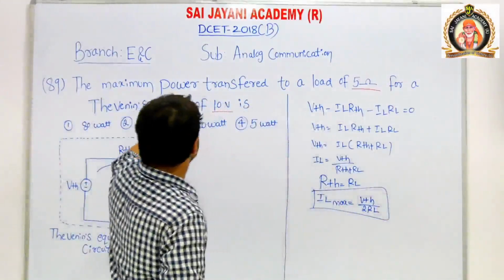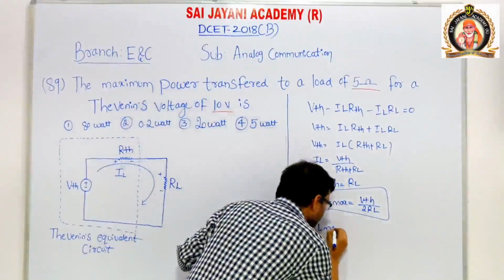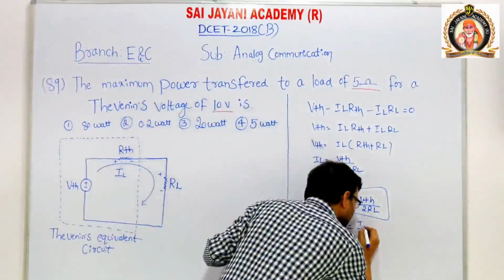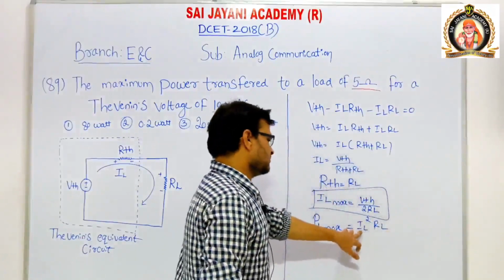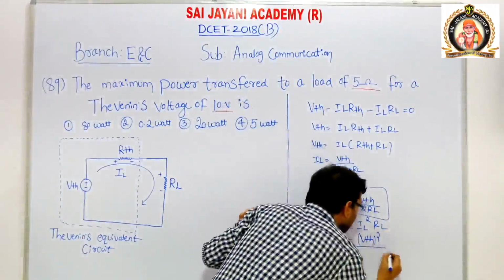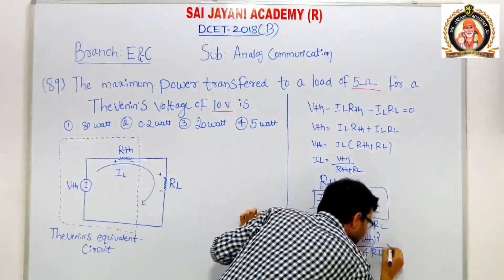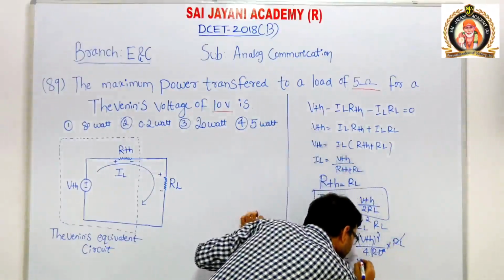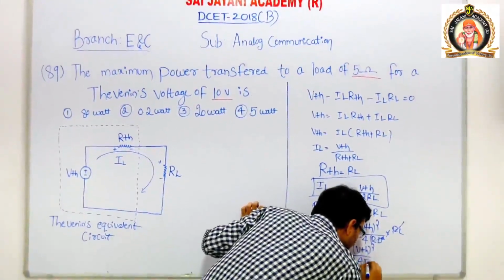Then what is mentioned is power. So the maximum power transferred to the load is given by PL max is equal to IL square into RL. Here IL square is given by VTh square divided by 4 RL square, into RL. If you cancel one RL, then you get VTh square divided by 4 RL.